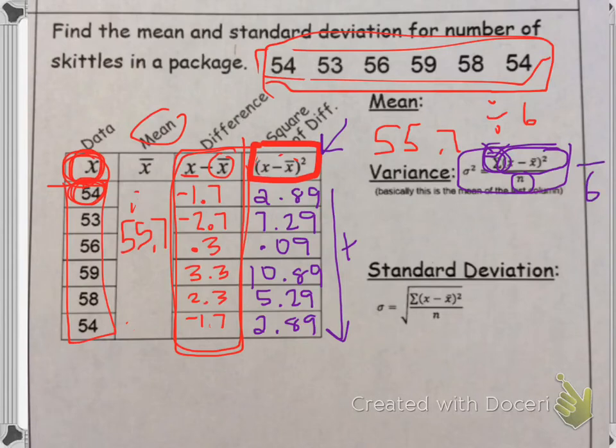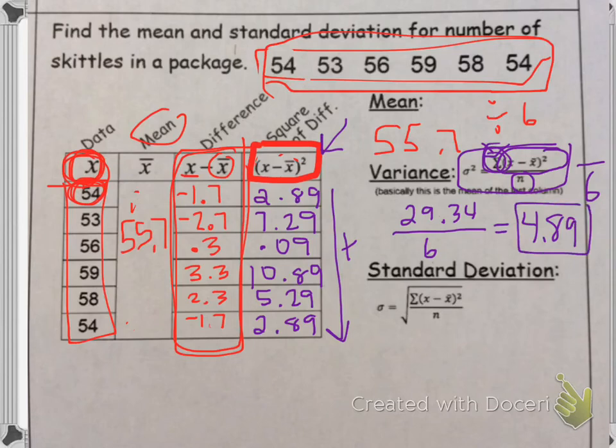So I'm going to take a minute on my calculator. I'm going to add those all together and then divide by 6. So 2.89 plus 7.29 plus 0.09 plus 10.89 plus 5.29 plus 2.89. And when I punched that all in my calculator, I got 29.34. So I have 29.34 for those added together, and I have to divide that by 6. That will give me my number for my variance. When I divide by 6, I get 4.89, and that number is my variance. There's my answer for my variance.